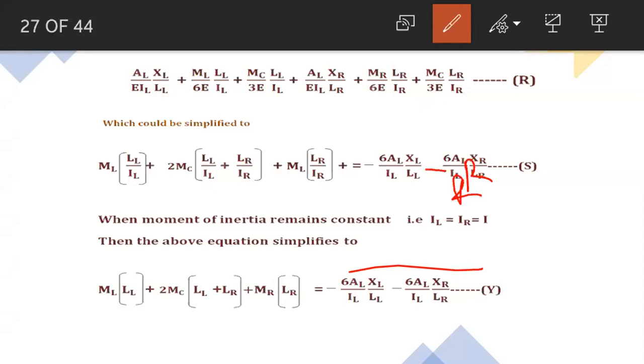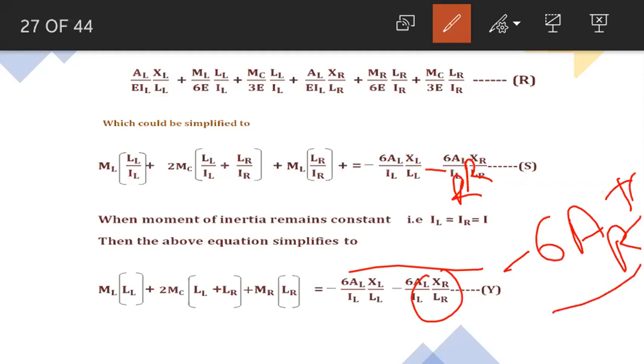So when moment of inertia is constant throughout the member, then the above equation is modified as MLLL plus 2MC times the length of the left portion plus length of the right portion plus MR, moment at the right span, multiplied by the length of the right span equal to minus 6 ALXL by ILLL, minus 6 ARXR divided by IR into LR.